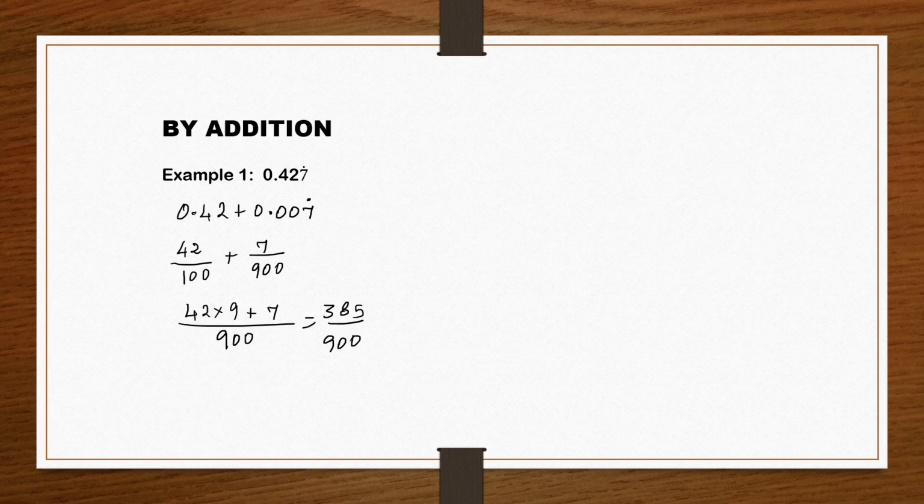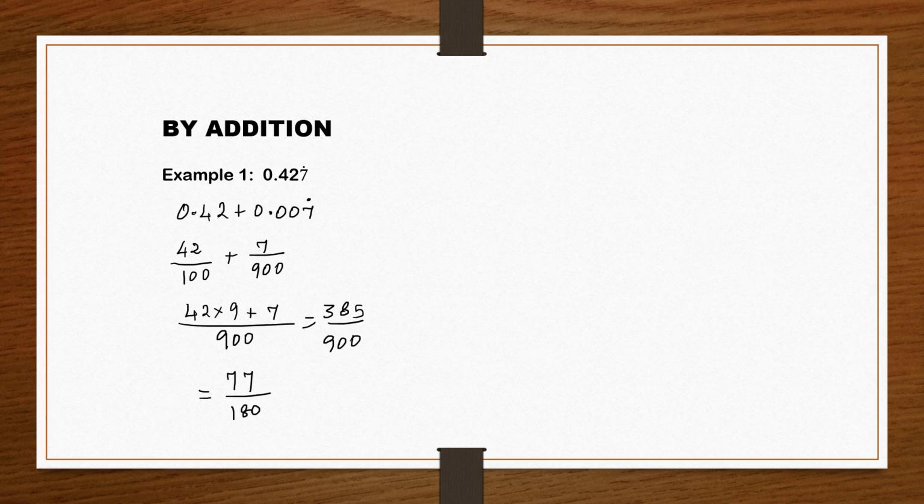From this, we observe that to get the numerator, multiply the non-recurring part by the number of 9s and then add the recurring part. On further simplification, we get 77 over 180.